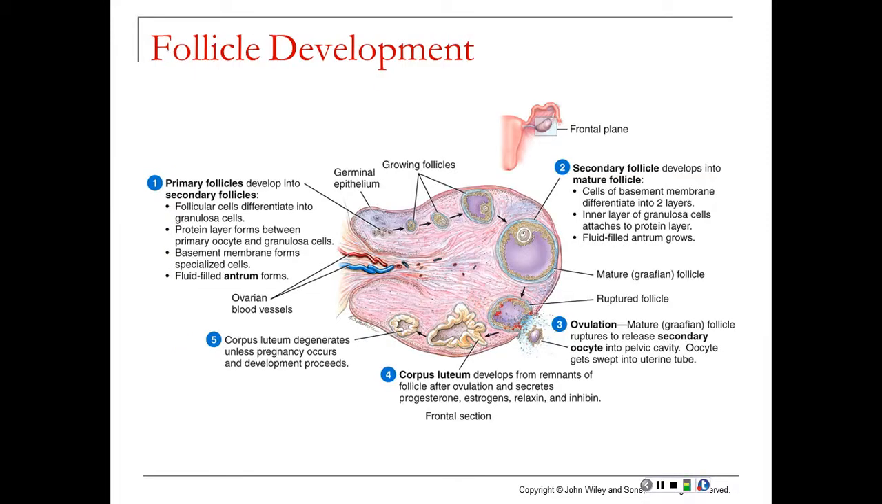So here you see the process of follicular development. You have all of these primary oocytes, which develop into secondary oocytes, or secondary follicles, I should say, and then they grow.